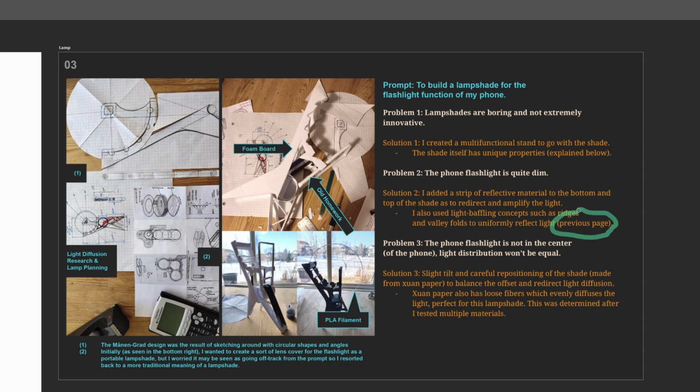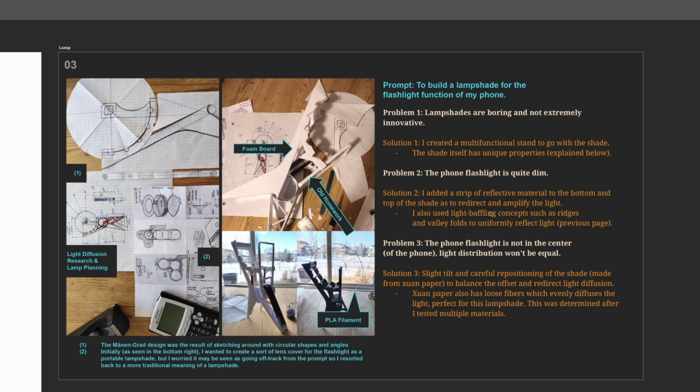Because they will flip back to the previous page and spend that extra few seconds looking at your portfolio, which means the more you keep them intrigued in what you are doing, the higher your chances are of getting a good portfolio mark.